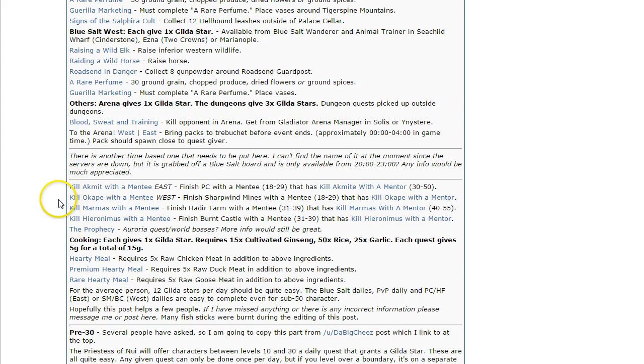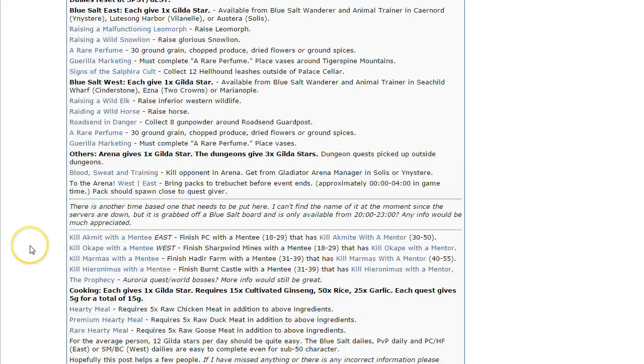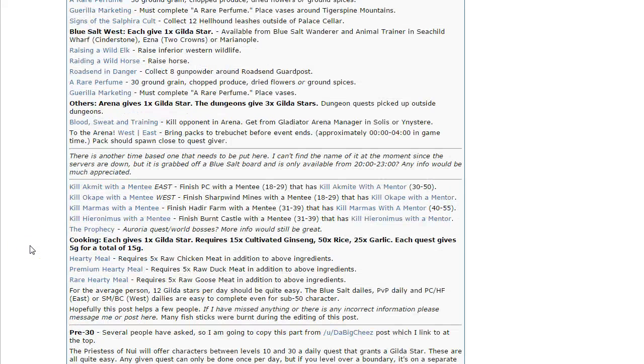Just by doing those 3 instances, you can gather 9 Gilda Stars in one day. And you can also do the other dailies up there, and you can get a total of like 15 Gilda Stars. And then with the arena, you can get 16 Gilda Stars.